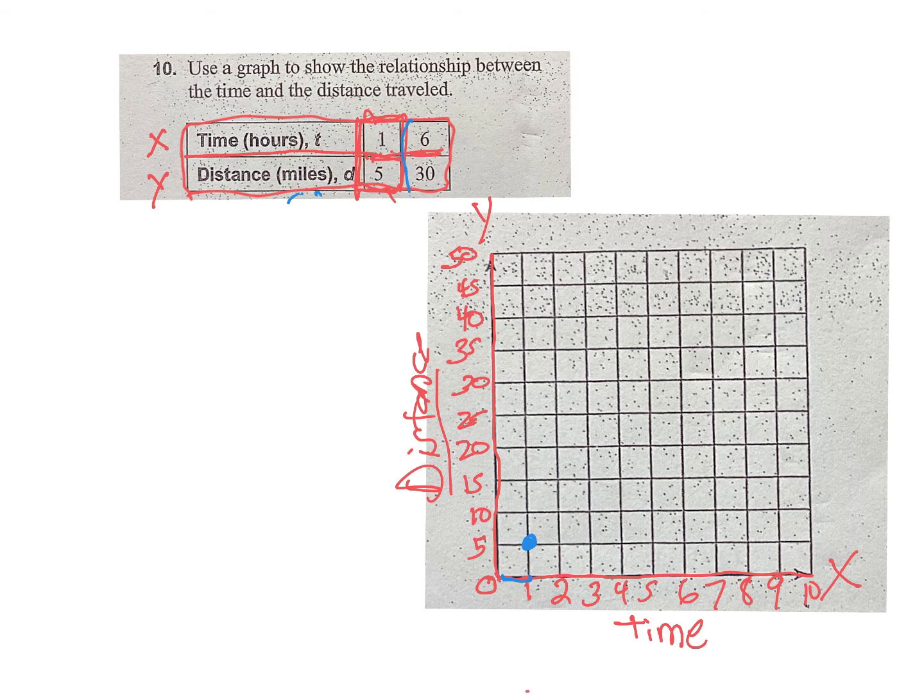Now, the next one is 6 hours, 30 miles. So I go over all the way to 6. I get to 6, and then I have to go up to 30, which is right here. So that is right there. So then I have my graph line starting to be formed. The key is x and y, and you get the x, which is the time down here, and the y, which is the distance on that side, and you plug in your numbers, and then you graph it. Hopefully that explains that one fairly well.